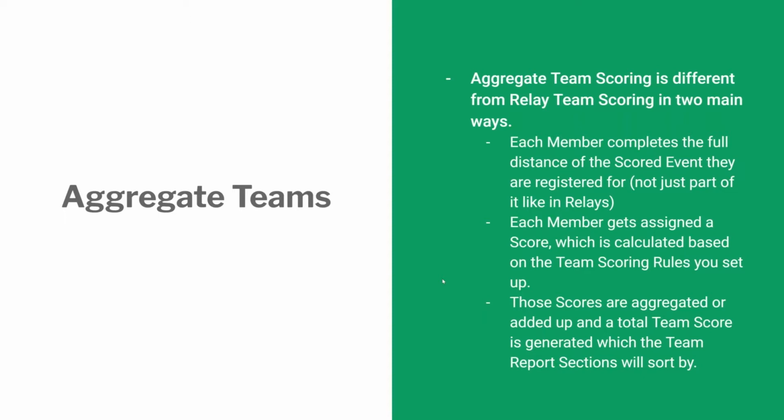So Matt Avery gets a score, James Harris gets a score, Chris McDonald gets a score, Roger Bradshaw gets a score. And those scores are all aggregated or added up, and a total team score is generated, which the team report sections will be sorting by. So this is how we do our team scoring for aggregate. We say, okay, each individual member of the team gets some score that's calculated in some way that I tell it to do it. And then we decide how many members should count towards the total team score. We spit out a total team score for each team, and then we rank all of those teams. So that is a breakdown on how aggregate team scoring works.